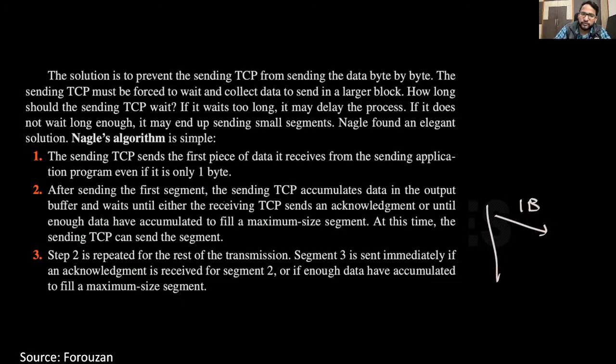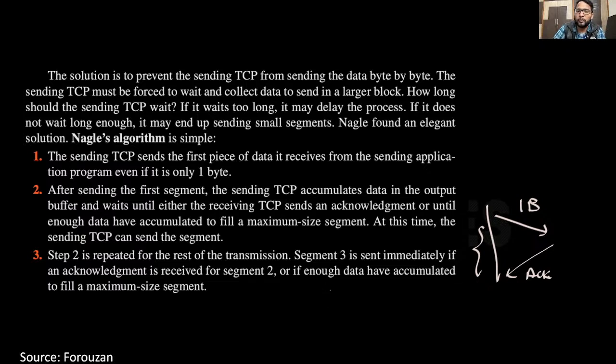It says that it first sends the 1 byte. After sending the first segment, which may be just 1 byte, the sending TCP accumulates the data in the output buffer and waits until either the receiving TCP sends the ACK. So basically, you wait till you get the ACK, or till you get enough data. Before the ACK, let's suppose in between you are getting enough data, then you can send. You do not need to wait for the ACK. So that's what it is saying, till you get the ACK, or you have enough data.